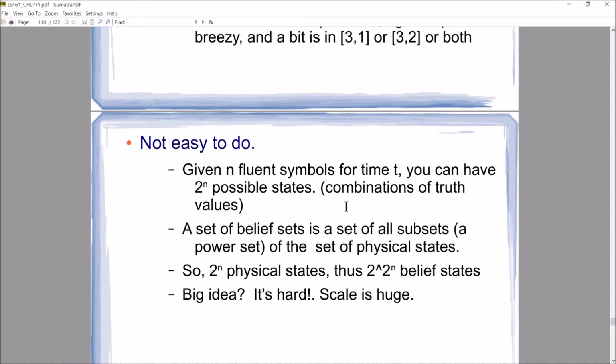So if you've got 2 to the n physical states, this would mean you could have 2 raised to the 2 to the n belief states, right? So think about that for a second. Do the math on that. Fill in some value for n. 10 fluent symbols, right? So you'd be doing 2 raised to the 2 raised to the 10. It's a huge number. Big idea. It's hard, right? The scale is huge.